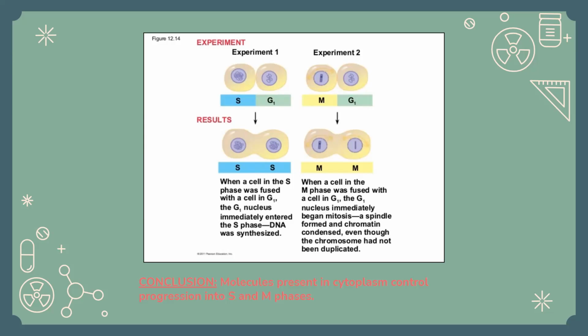So this showed that it's not the genetic material inside the nucleus that determined whether or not the cell was able to progress into the next phases, but instead it was more the cytoplasm, because when you merge the two cells, they obviously share a cytoplasm. So when this happened, the cell that was in the stage before the other cell also adopted the same stage.